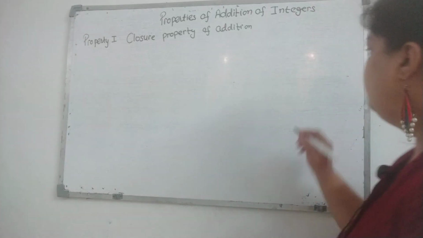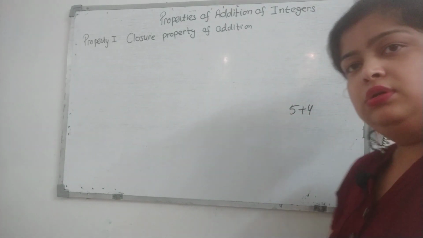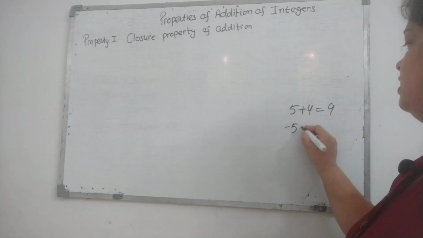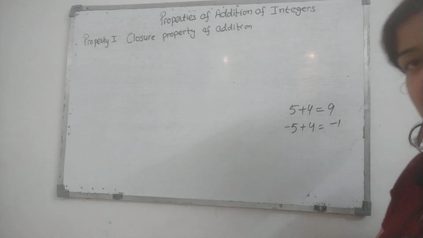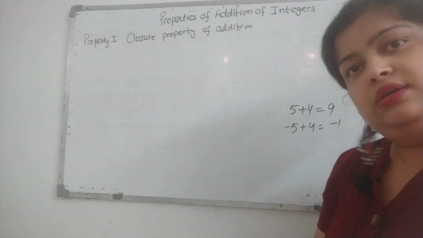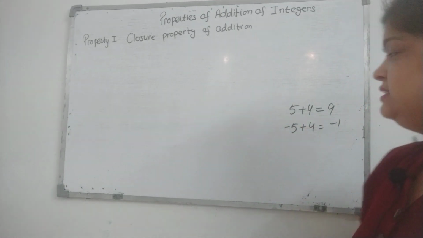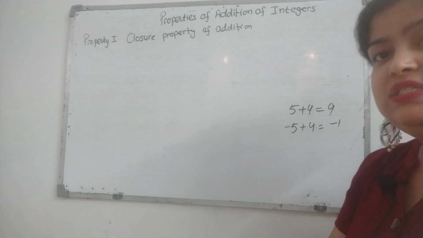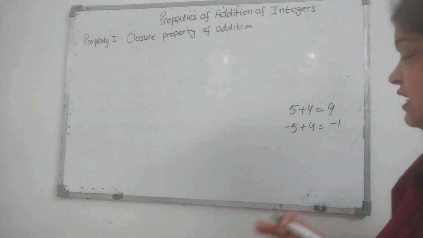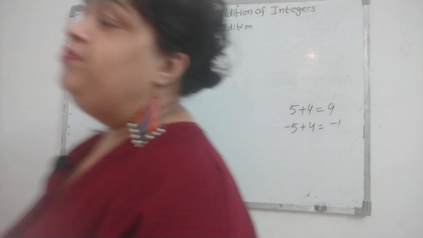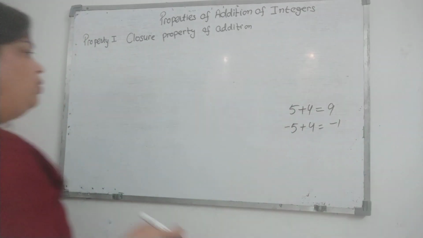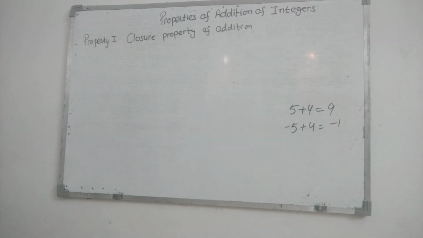If I add 5 and 4, we get 9. But if I add -5 plus 4, what do I get? -1. Is this an integer? Yes. Is -5 an integer? Yes, of course. Is 4 an integer? Yes. Is -1 an integer? Yes. What you have seen here is that the sum of two integers is always an integer.